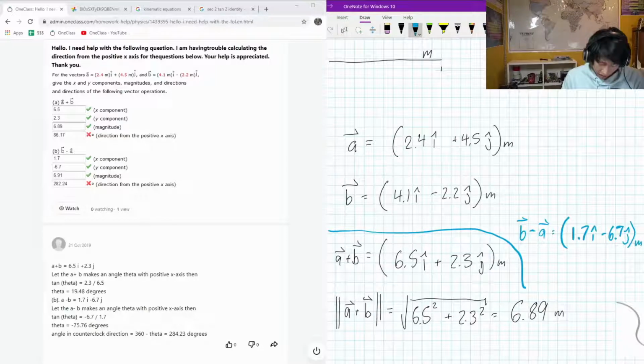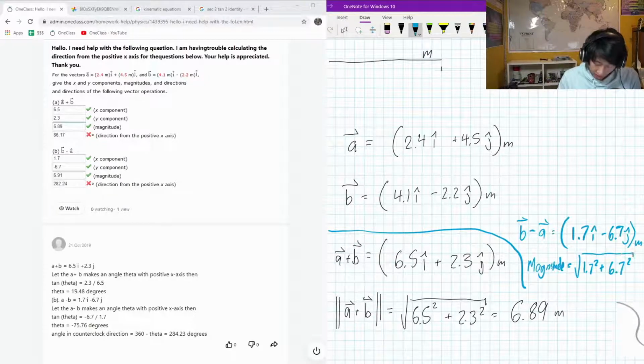And all in meters. Okay, and for the magnitude, we're going to follow the same Pythagoras theorem type of situation. So under the root, we have 1.7 squared plus 6.7 squared. You could write plus negative 6.7 squared, but the negative neutralizes itself on the squaring, so it's not really necessary. So let's ask our calculator what that is. Make sure that it's right.